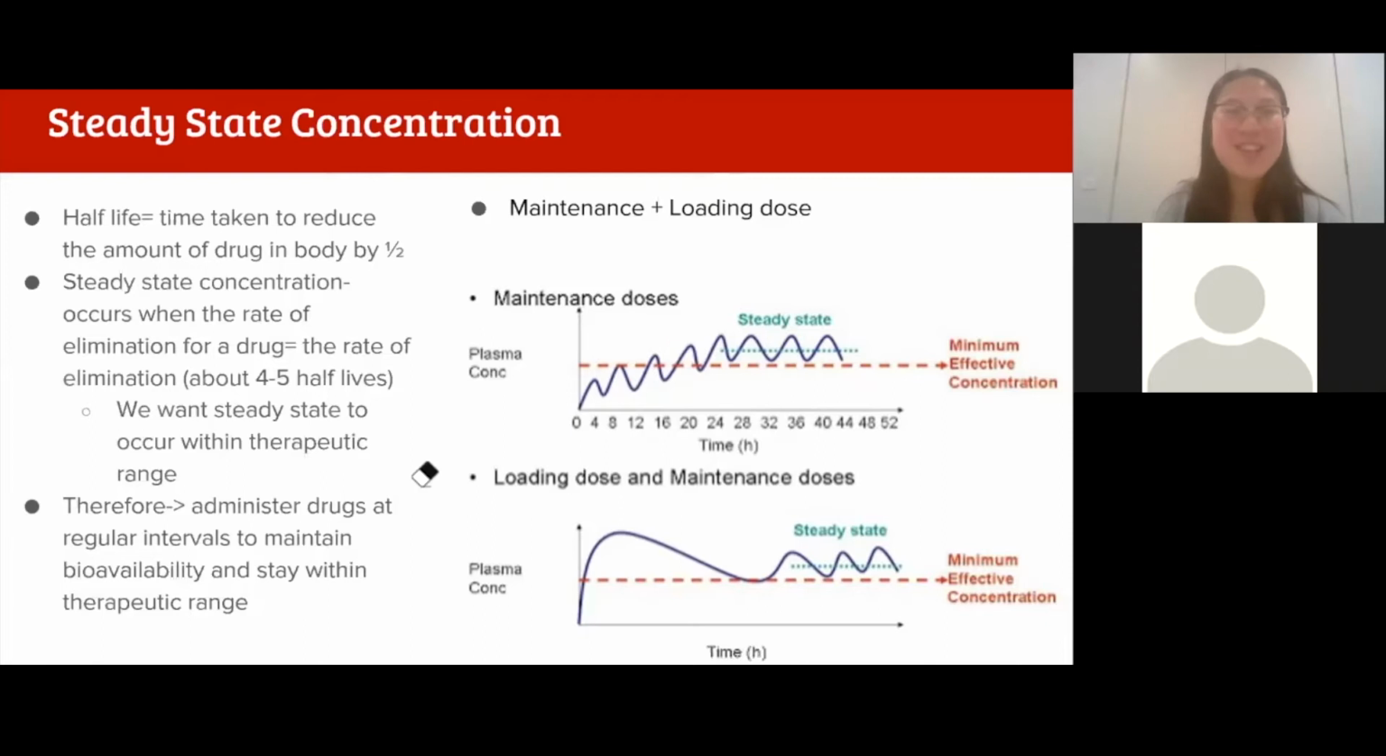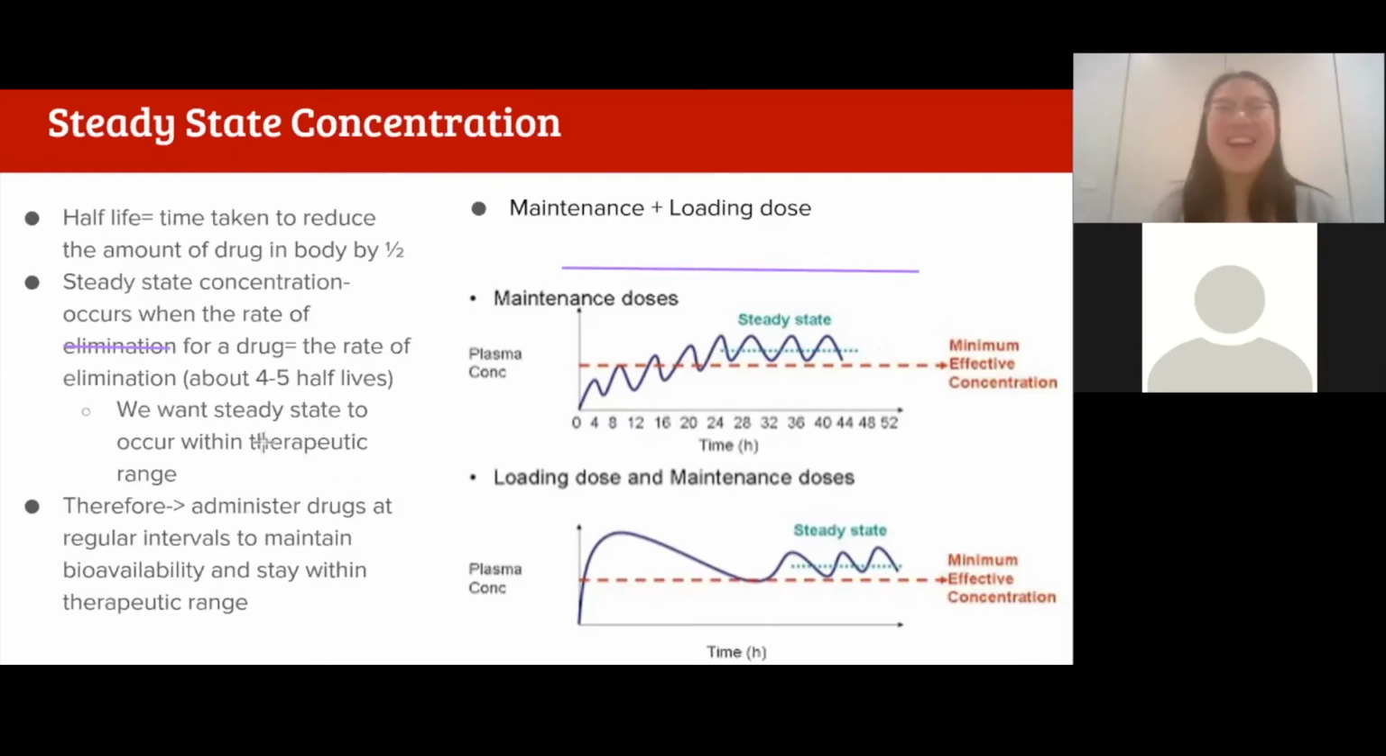Anyways, steady state concentration occurs when the rate of elimination for a drug equals the rate of absorption. Sorry, I said rate of elimination twice; I'll fix that in the notes in a little bit. It's rate of absorption of a drug, okay? So this is normally about 4 to 5 half-lives. And that's steady state. And this obviously has to occur above the minimum effective concentration, but we also want it to be below the minimum toxic concentration, right?